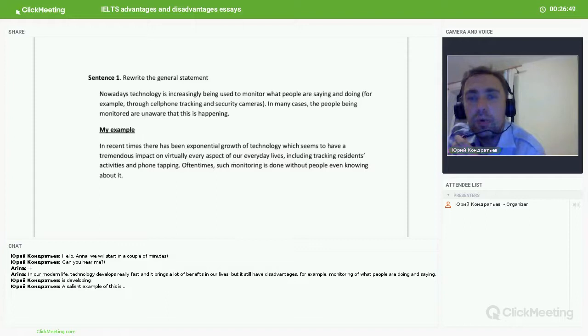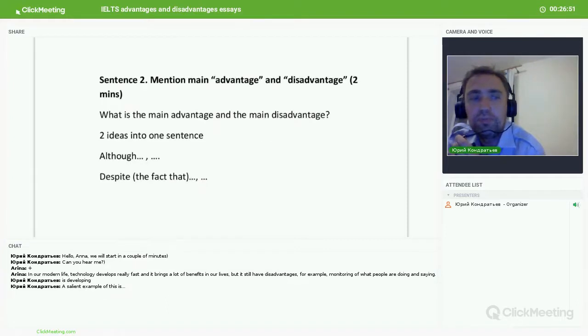Right, and we are working on the second sentence right now. So it's mention the main advantage and the main disadvantage. You should fit two ideas into one sentence. One of the variants to do this is by using although or despite. So although there is this advantage, there is this disadvantage, and despite the fact that there is this advantage, there is also this disadvantage. So here's my example.